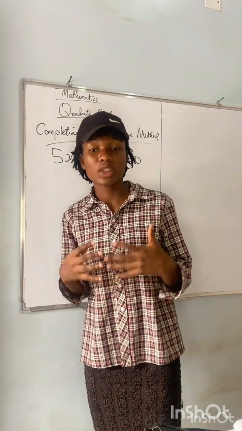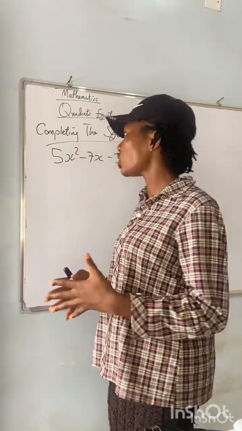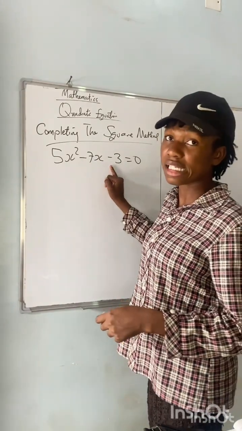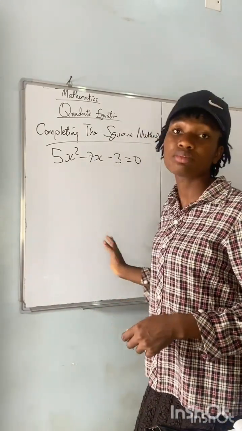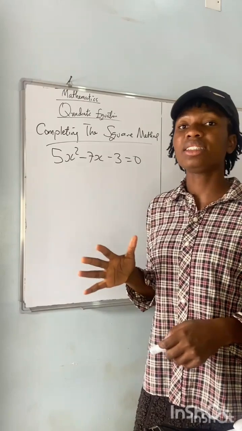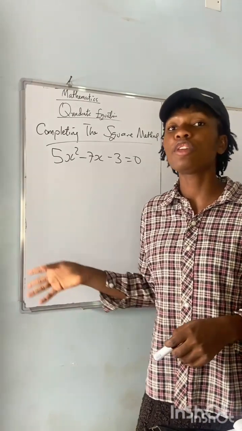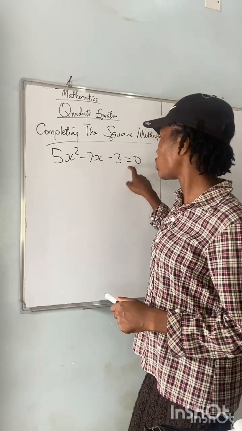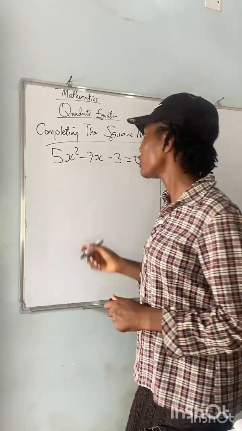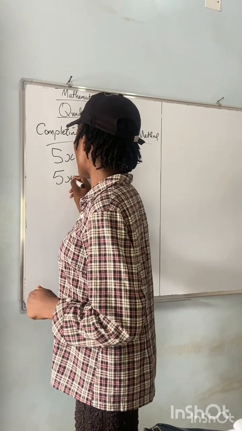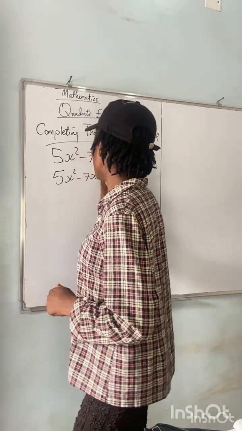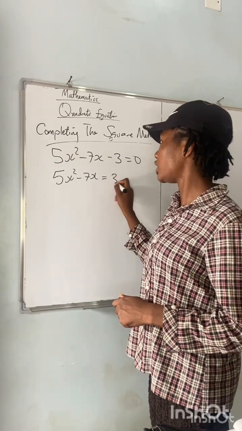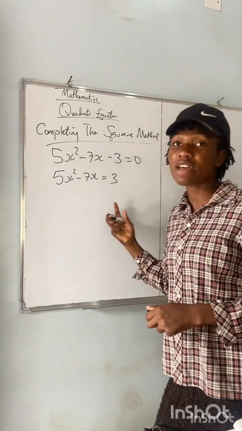Now the first thing we have to do, that's the first step, is to ensure that our constant is separate, on its own. We are making our constant the subject of the formula. So we'll be taking our constant over the equal to sign so that it will be standing alone. In doing that we'll have 5x squared minus 7x. Now when minus goes over the equal to sign, it becomes plus 3. This is our first step.